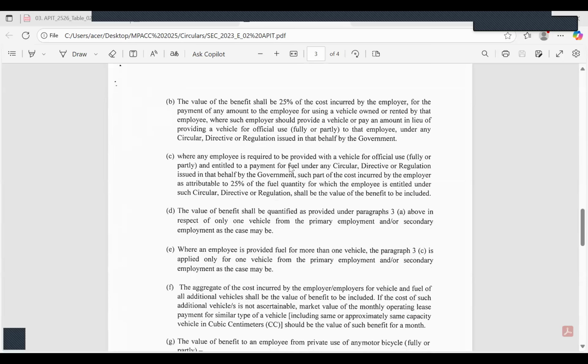Where any employee is required to be provided with a vehicle for official use, fully or partly, and entitled to a payment for fuel under any circular. Here we discussed the vehicle. Under Part C, it is fuel. So same as above, only 25% is considered for private use. We are considering the benefit received for private use.